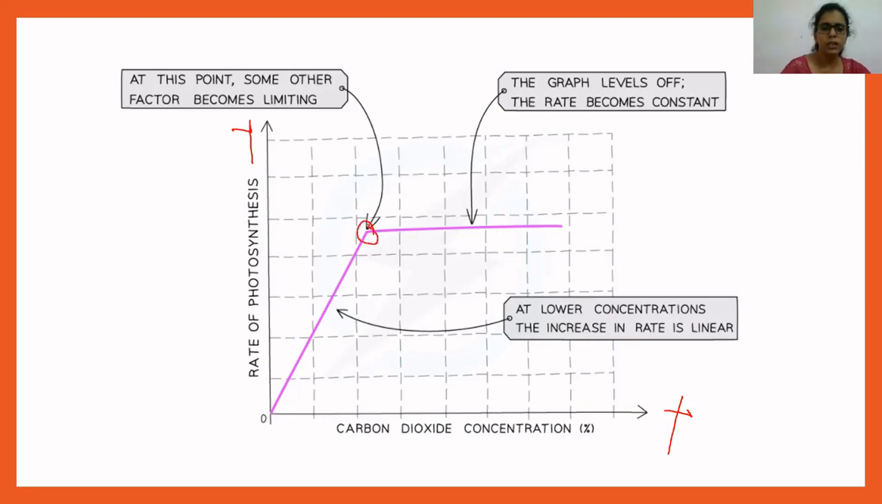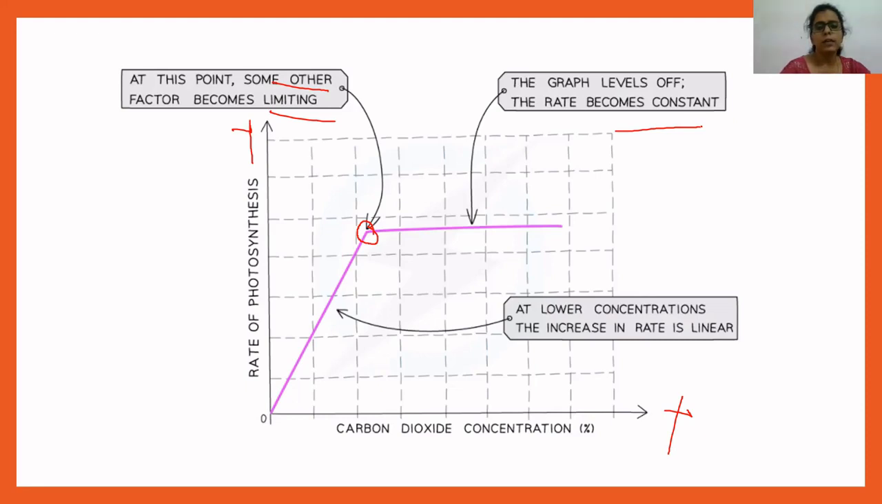Now, at this point, what happened? At this point, some other factor has become a limiting factor. And after this point, the rate of photosynthesis will be constant, or the graph becomes saturated, because the rate of photosynthesis becomes constant or saturated at this particular point.